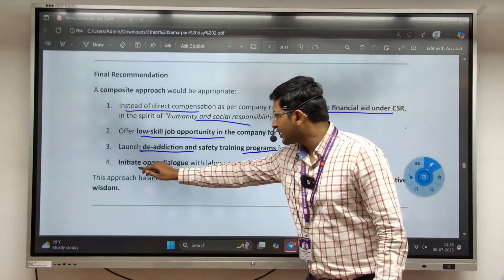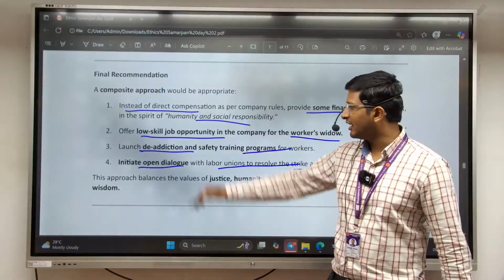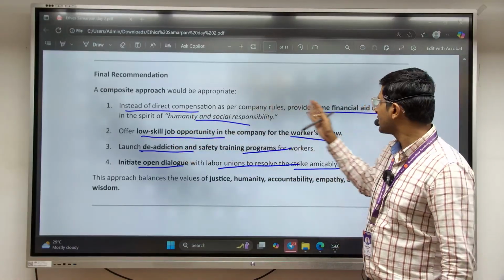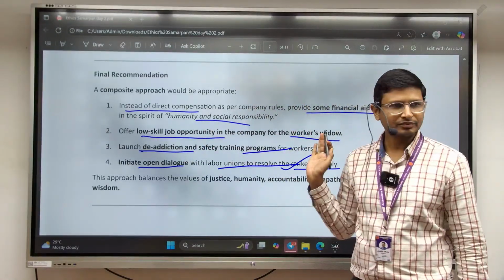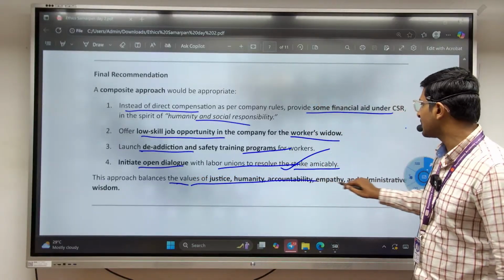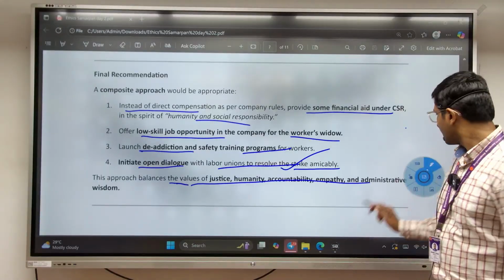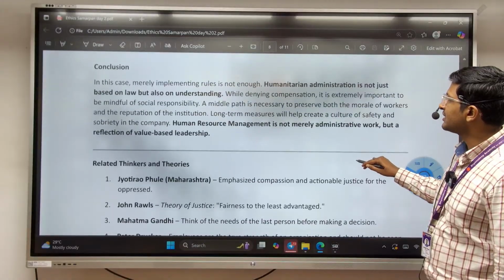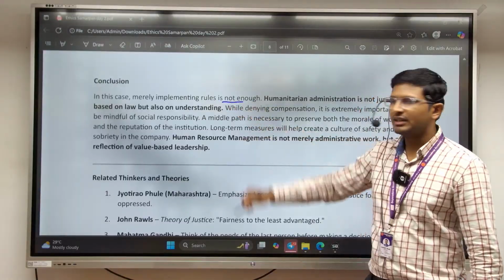Fourth, initiate open dialogue with labor union to resolve the strike amicably, कि भाई दे रहे हम, जॉब भी दे रहे हैं, प्रोग्राम भी कर रहे हैं डी एडिक्शन, फाइनेंशियल एड भी दे रहे हैं, डिस्कशन करो, स्ट्राइक खत्म करो. Okay, so you should have a balanced approach, and you should balance the values of justice, humanity, accountability, empathy, and administrative wisdom. Okay, so at the end there is a conclusion here. So conclusion is just like a balancing. Okay, so in this case merely implementing rule is not enough.